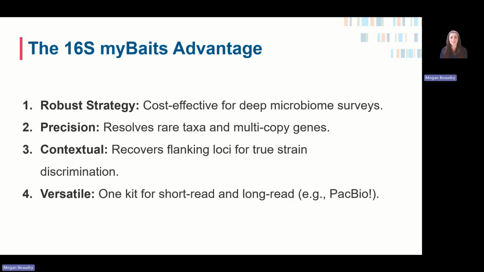So there are several advantages to 16S MyBaits capture. The first is that it's a really robust strategy, making it cost-effective for deep microbiome surveys. Second, it's precise in that it resolves rare taxa and multi-copy genes, like I just showed you. Third, it's contextual. By recovering those flanking loci, we're able to get true strain level discrimination. And lastly, it's versatile. One 16S MyBaits capture kit can be used for both short and long read sequencing, like PacBio.